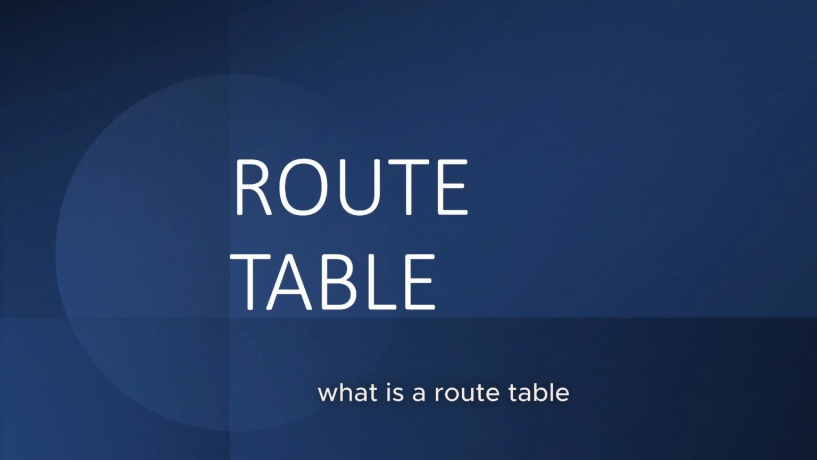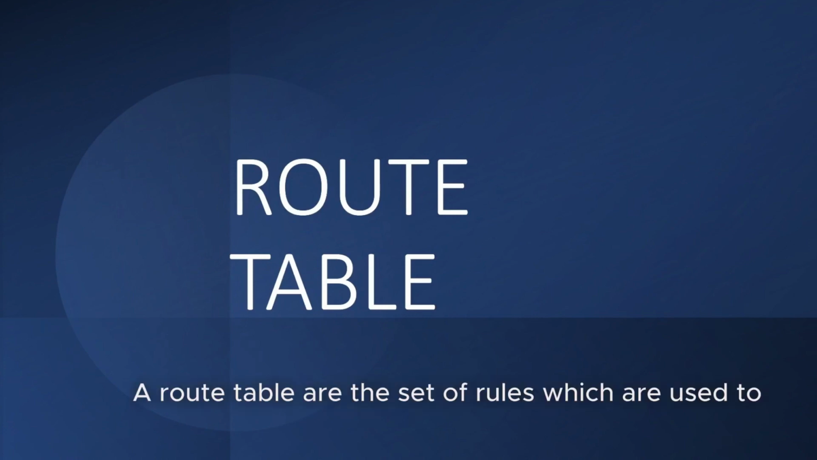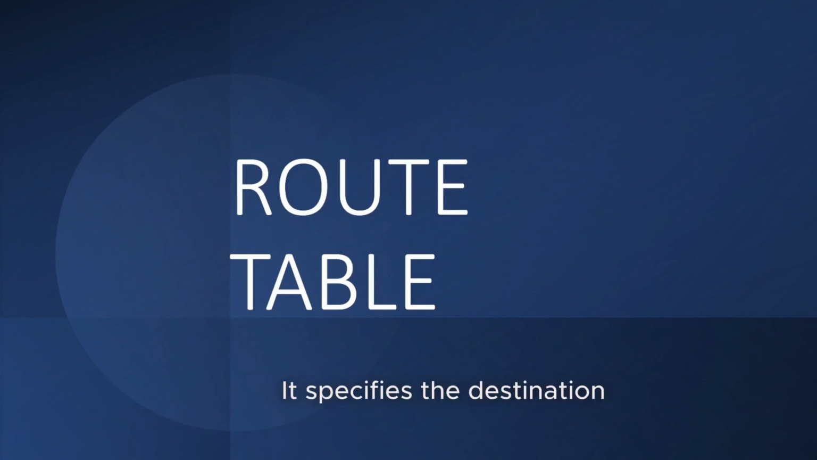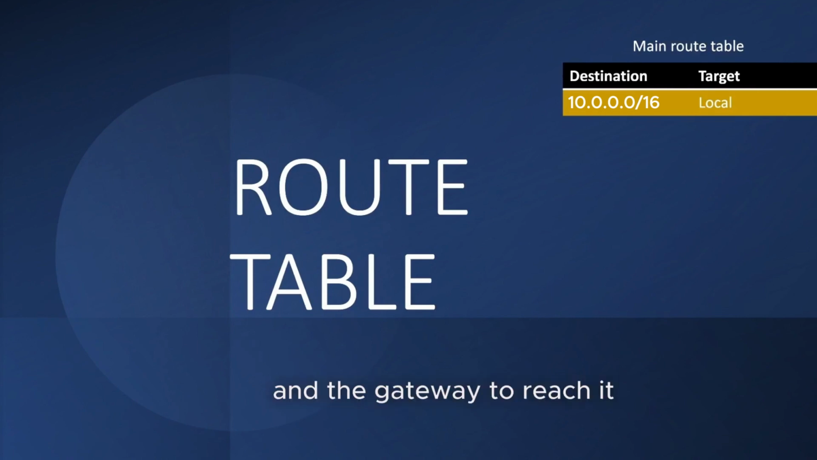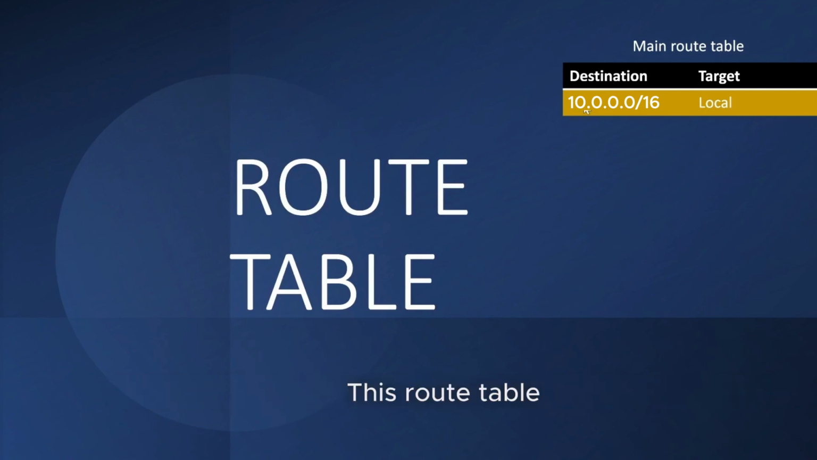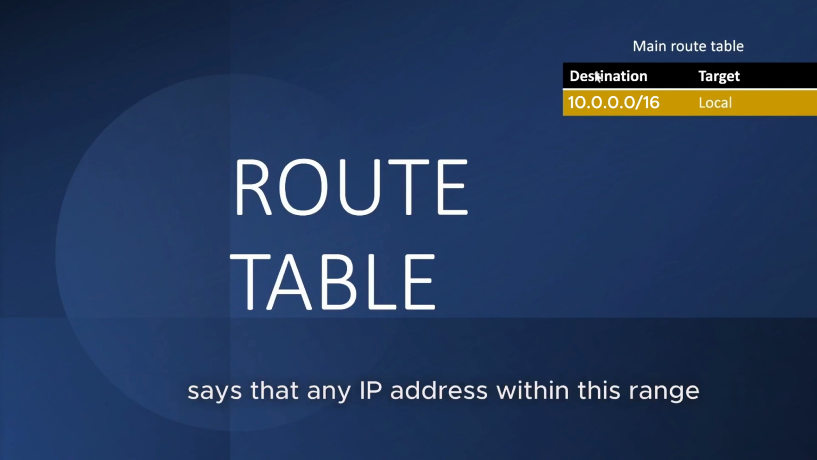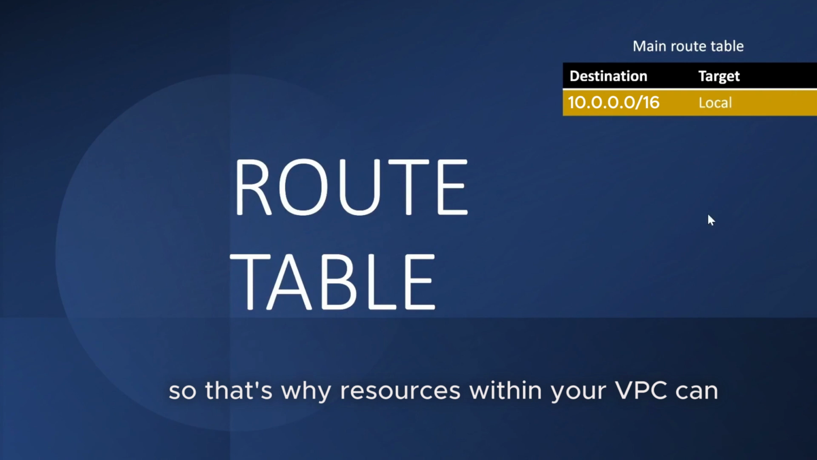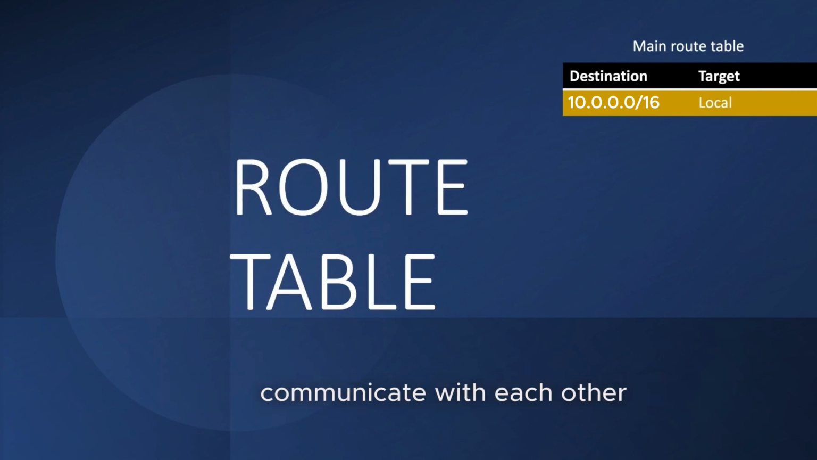So now, route table. What is a route table? The route table is the set of rules which are used to determine where the network traffic has to be routed to. It specifies the destination and the gateway to reach it. So this is the main route table. When you create a VPC, a route table is automatically generated for your VPC. This route table says that any IP address within this range will get routed to local, that is to your VPC. So it's going to go internally to resources within your VPC. That's why resources within your VPC can communicate with each other.